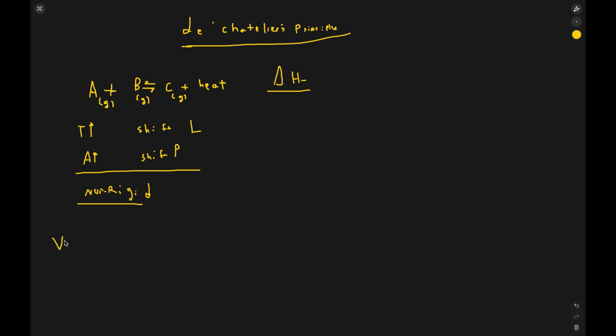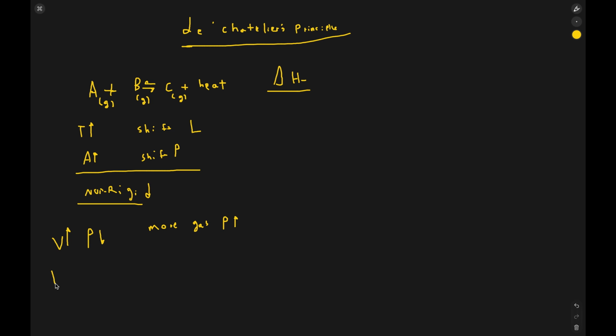So if you increase the volume, you are decreasing the pressure. So what the reaction will do is that it will shift towards the side with more moles of gas. So in this case, it will be towards the reactants. It will shift towards the side with more gas to increase the pressure and relieve the stress.